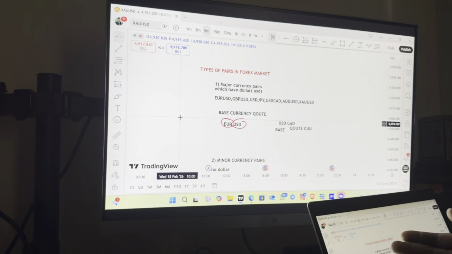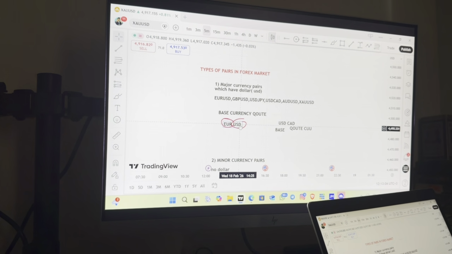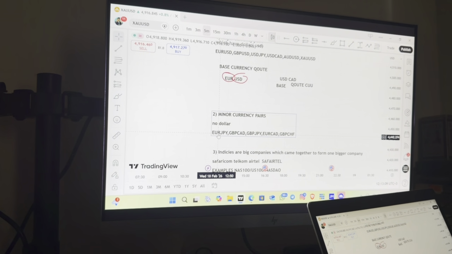So, the types of pairs in the Forex market: you have the major pairs which have USD, like Euro USD, GBP USD, USD JPY, USD CAD, AUD USD, XAU USD. Any currency which comes first, like Euro, we call the base. Any which comes second, like USD, we call the quote currency. The same thing with Euro JPY: Euro is our base currency, JPY is our quote currency. GBP CAD, GBP is our base currency, CAD is our quote currency.